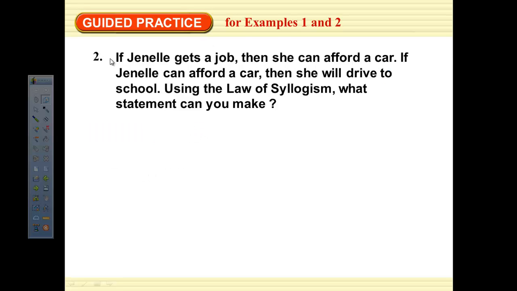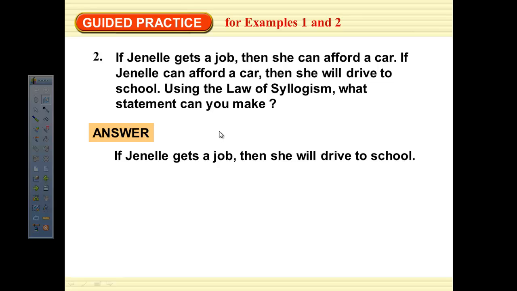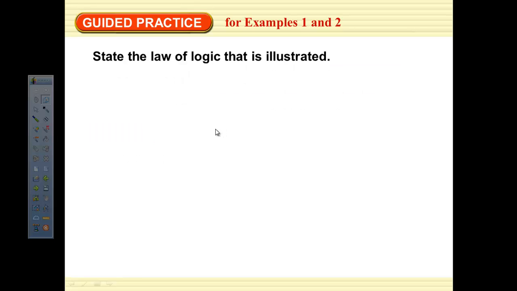Okay, here's another one. If Janelle gets a job, then she can afford a car. If she can afford a car, then she will drive to school. The conclusion we can make here, because we have P implies Q and Q implies R, we can therefore say if Janelle gets a job, then she will drive to school. So it should look like something like that.